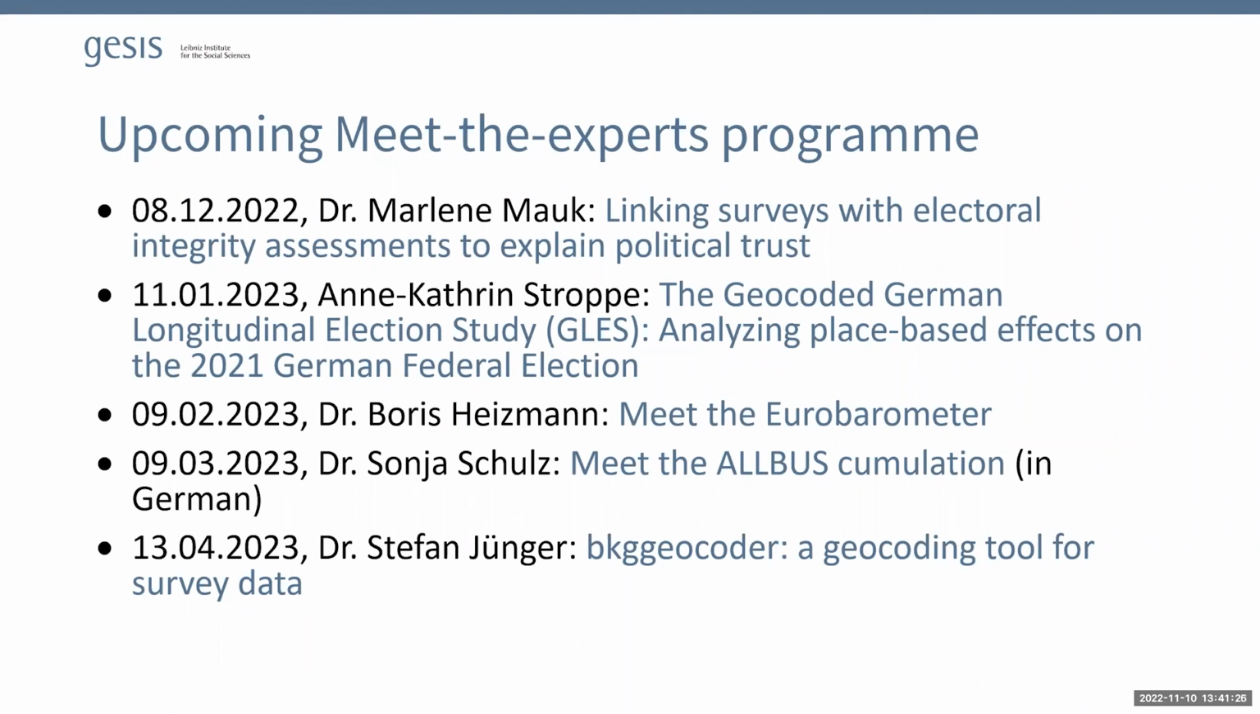But then in January, Anne-Kathrin Stroppe will refer to space using the geo-coded German longitudinal election study. In February, Boris Heitzmann will introduce you to Eurobarometer and potential linking and extension applications. In March, Sonja Schulz will introduce you to the ALLBUS cumulation and how we can use this data over time. And in April, Stefan Jünger will introduce a geocoding tool that allows you to flexibly link survey data with geospatial information.